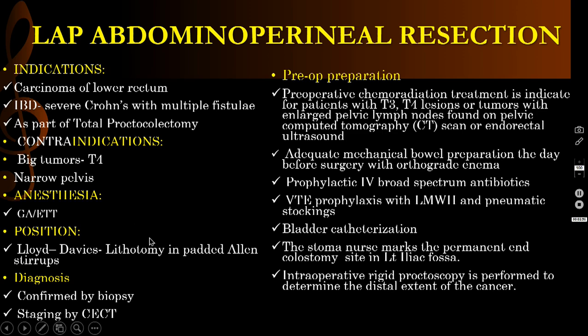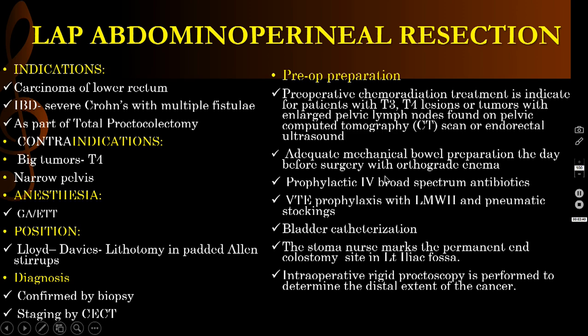Diagnosis should be confirmed by doing a colonoscopy and taking a biopsy, and staging must be done by contrast enhanced CT. The pre-op preparation, pre-op chemoradiation treatment is indicated for patients with T3 and T4 lesions or tumors with enlarged pelvic lymph nodes found on pelvic computed tomography scan or endorectal ultrasound. Adequate mechanical bowel preparation even the day before surgery with orthograde enema must be done.